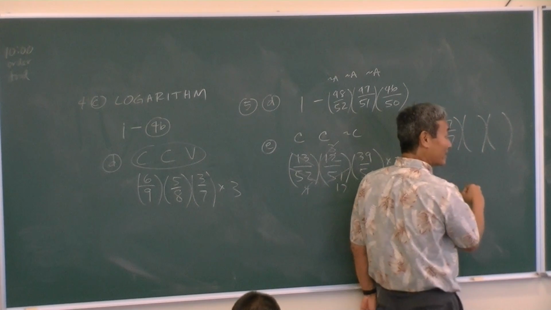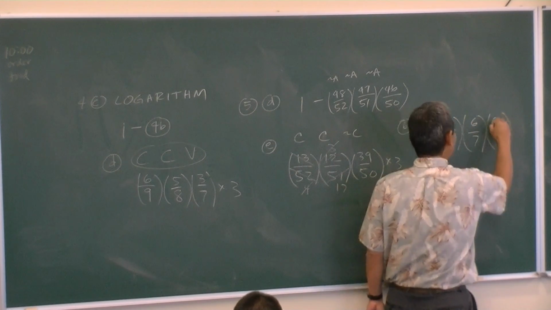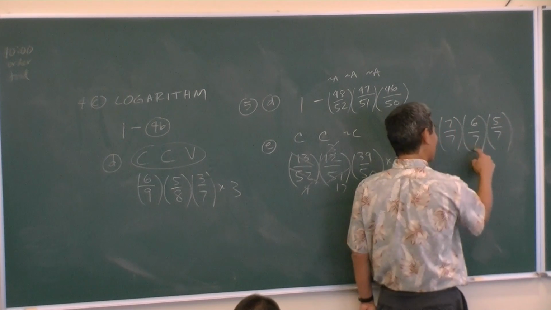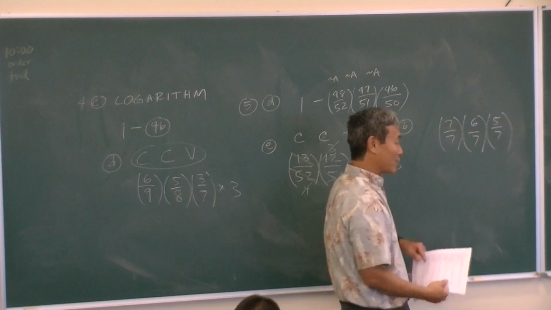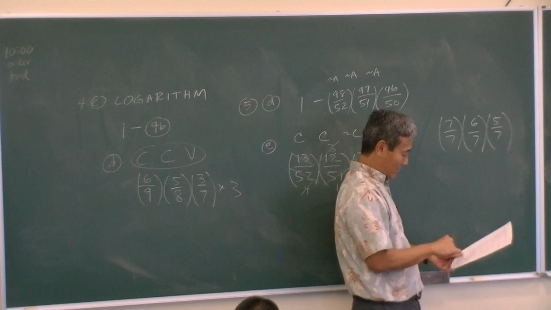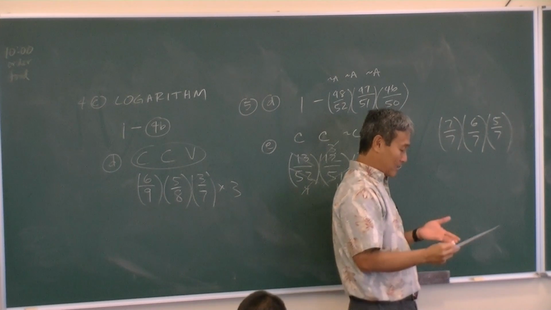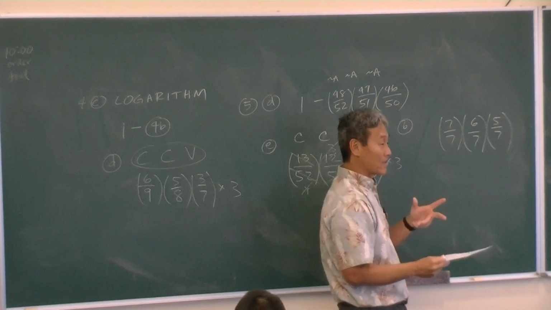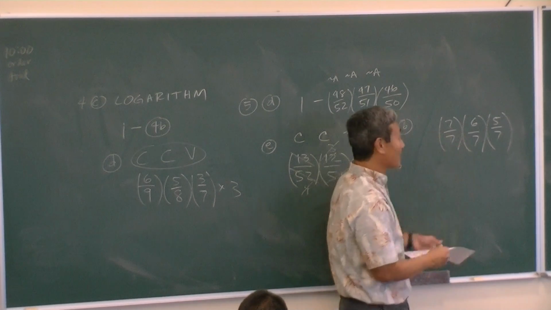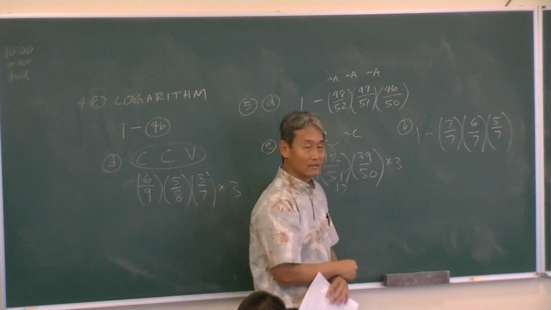7 out of 7, right? And then 6 out of 7, 5 out of 7. So if you multiply these 3 numbers together, that's the probability that all 3 people have different birthdays. So that's part A. Part B is, what's the probability that at least 2 people are born on the same day of the week? Well, it's the complement of this, so you just subtract it from 1.